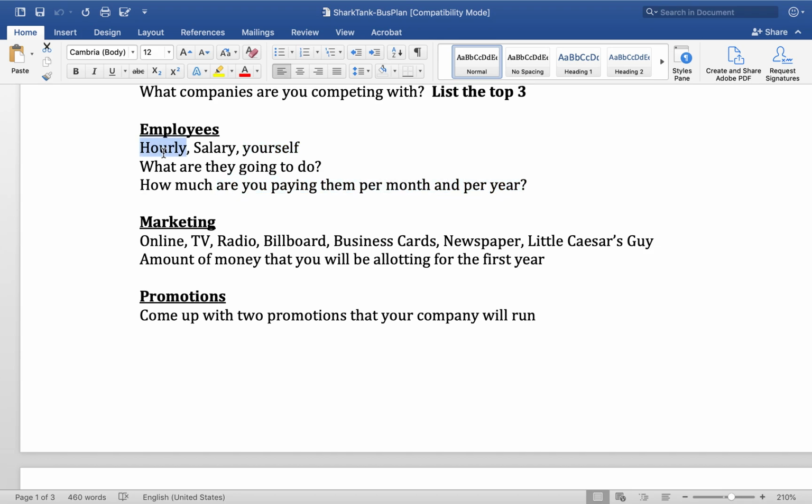So if it's hourly, if you pay your hourly employee $10 an hour and they work 10 hours a week, that's $100 a week. There's 4.2 weeks in a month, so that's $420 per month. And then multiply that by 12, and that's how much you pay them per year. Salary is going to be basically how much you are going to pay them throughout the year. So if you pay them $40,000, that's going to be their yearly salary. To figure out how much you pay them per month, you're going to divide that number by 12.